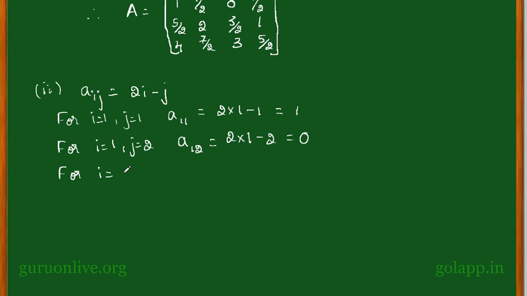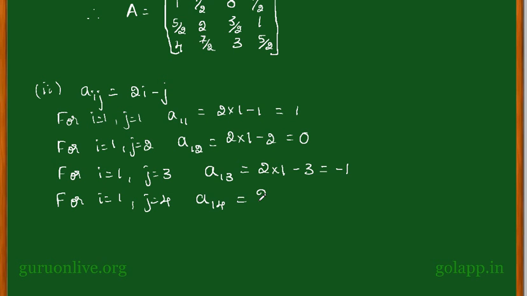For I equal to 1, J equal to 3, we get A13, which is equal to 2 into 1 minus 3, where 2 into 1 is 2 minus 3, so 2 minus 3 gives minus 1. For I equal to 1, J equal to 4, we get A14, which is equal to 2 into 1 minus 4, where 2 into 1 is 2 and we have minus 4, so 2 minus 4 gives minus 2.